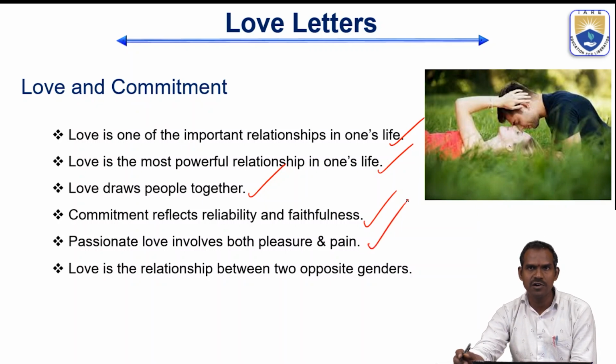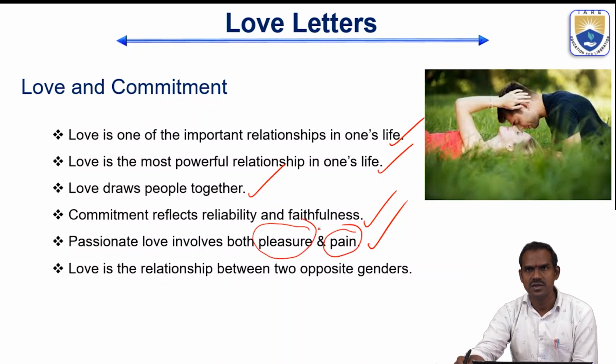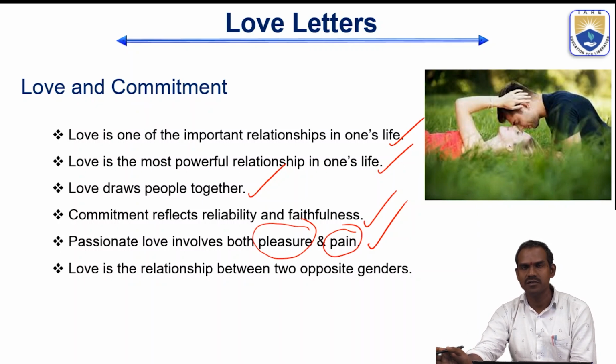And passionate love involves both pleasure and pain. So the love must be passionate, not just loving for the sake of it. It should be passionate, which must involve both pleasure and pain. Pleasure means happiness, pain means sadness. Both must be involved, as the coin has two faces. So life must also be faced with these two kinds of feelings, pleasure and pain, which are involved in passionate love. Only happiness or only sadness is not the thing. A hybrid of pleasure and pain must be there in passionate love. Such kind of love must be owned by a person.